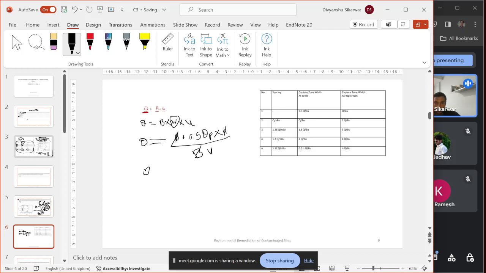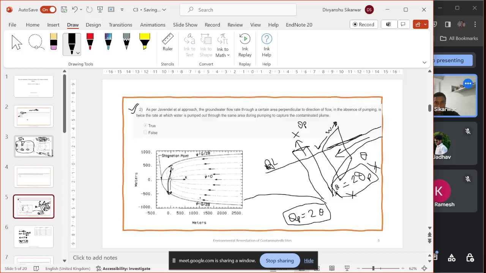So your discharge will be equal to 0.5 times Q_P, which can also be written as Q_P equal to 2 times Q. This is the correct statement, but in the question it is given that Q is 2 times Q_P. This statement is false.